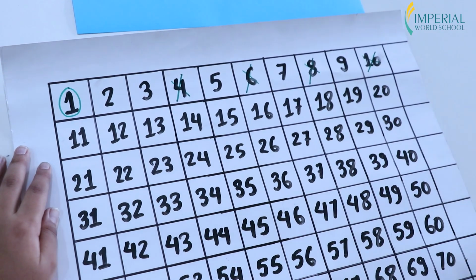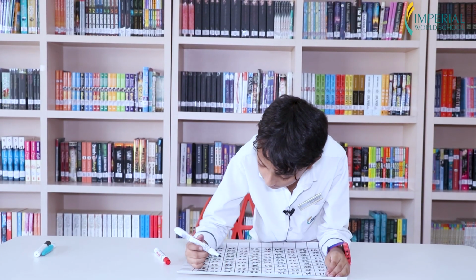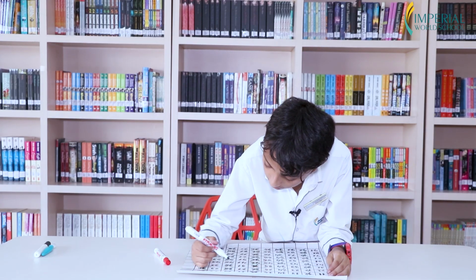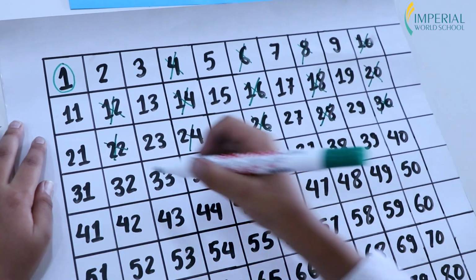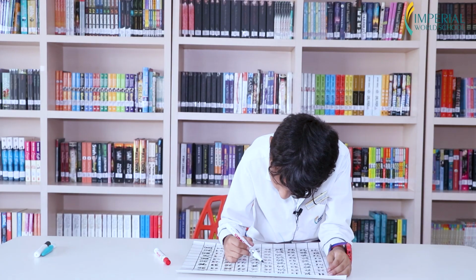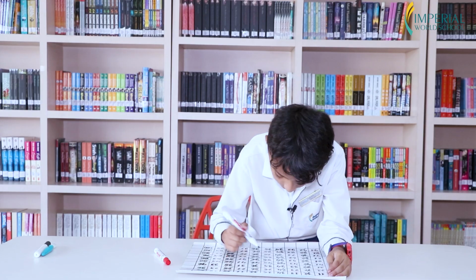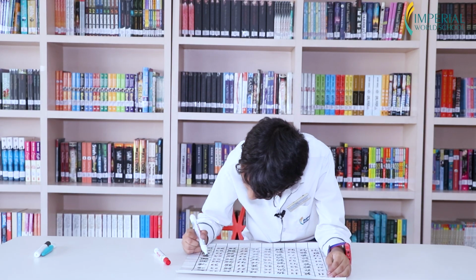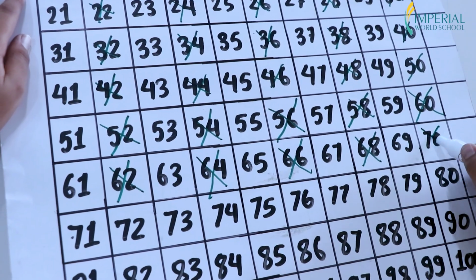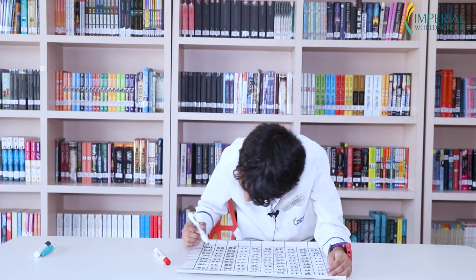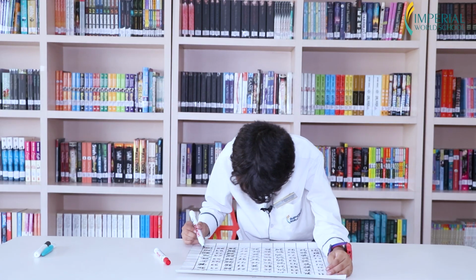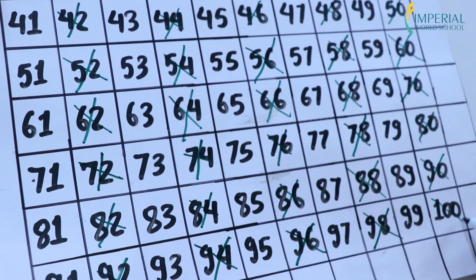10, 15, 20, 25, 30, 35, 40, 45, 50, 55, 60, 65, 70, 75, 80, 85, 90, 95, and 100.